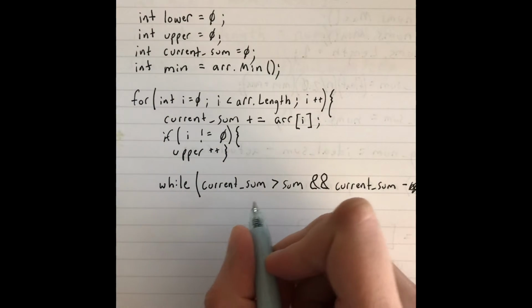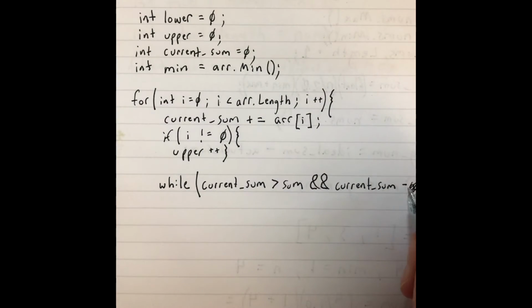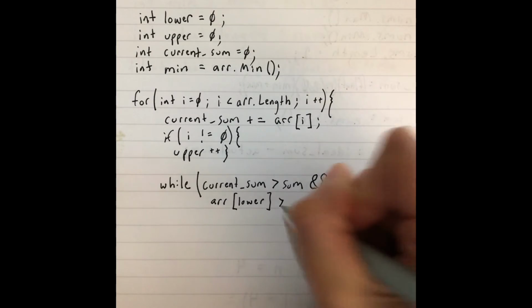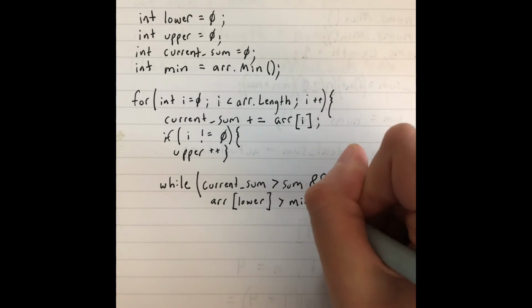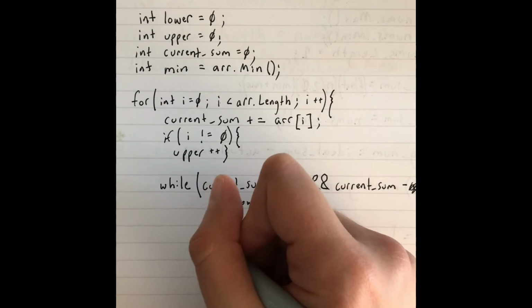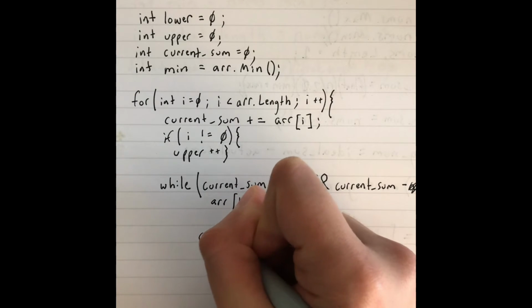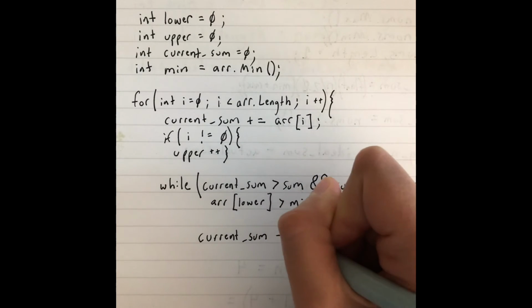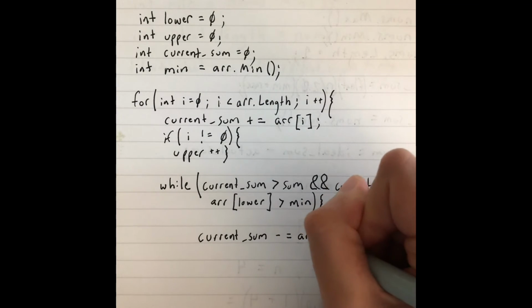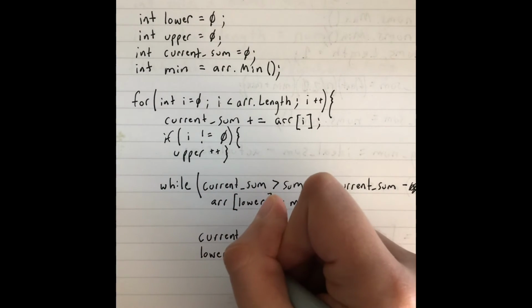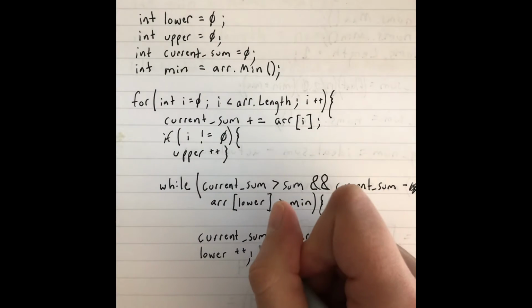So while current sum is greater than sum, and current sum minus the tail is greater than the minimum value of the array, which we found earlier, we're going to subtract the tail from current sum and increment lower. Close off this while loop.